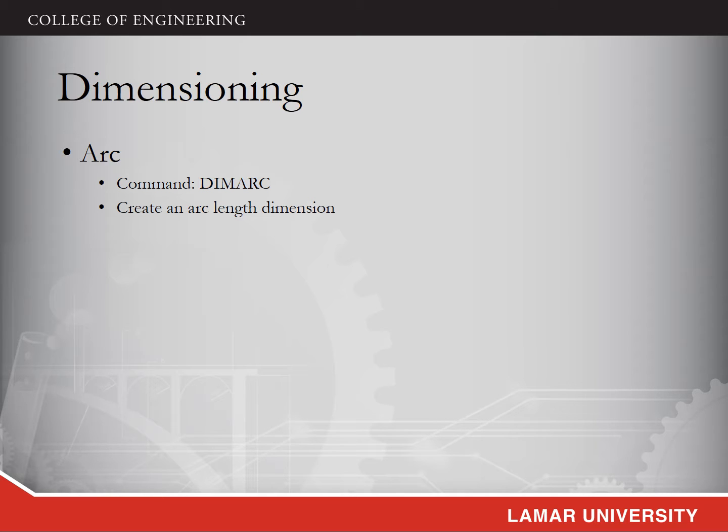Here we will still have 2 more dimensioning functions. The first one, dim arc, is applied for us to measure the length of the arc. The second one, dim ordinate, is applied for us to measure the coordinates, including x and y coordinates of one point. In the next slides, I will show you how to use these 2 functions.